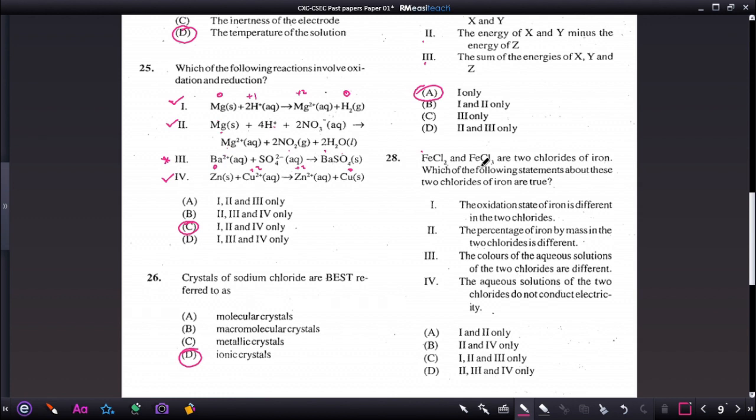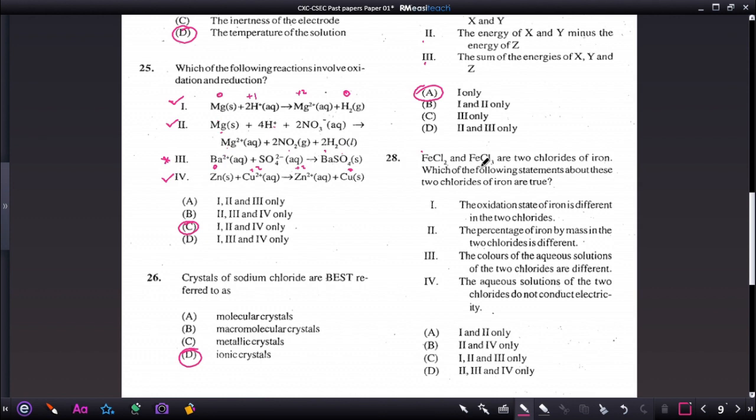We know that iron 2 is green and iron 3 is a reddish brown, a dirty brown looking color. So iron 2 chloride and iron 3 chloride are two chlorides of iron. Which of the following statements about these two chlorides of iron are true?